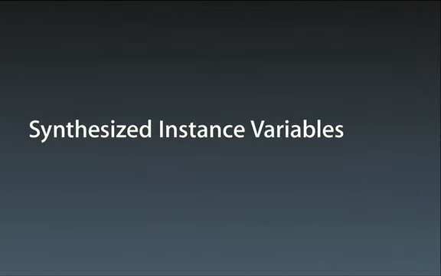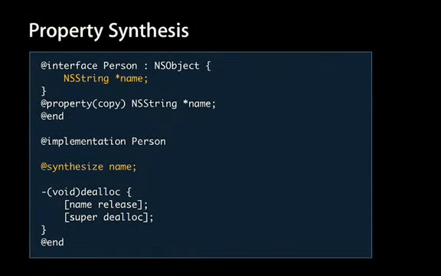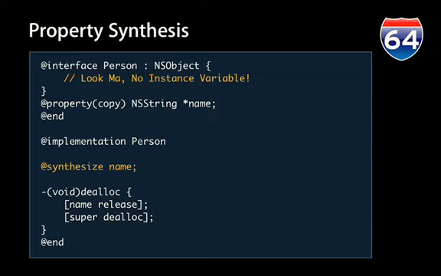So I don't think you're going to applaud for this, but the next feature I want to talk about is synthesized instance variables. In Objective-C 2.0, you can actually synthesize the accessor methods for your properties. And if you're using the 64-bit ABI or the iPhone OS, you can leave the instance variables out.